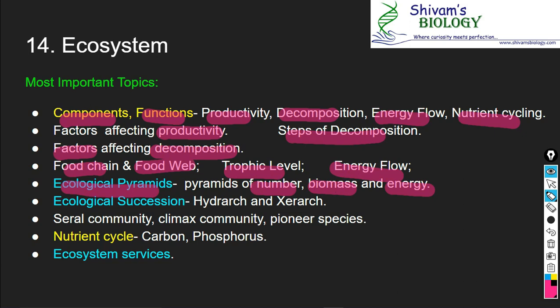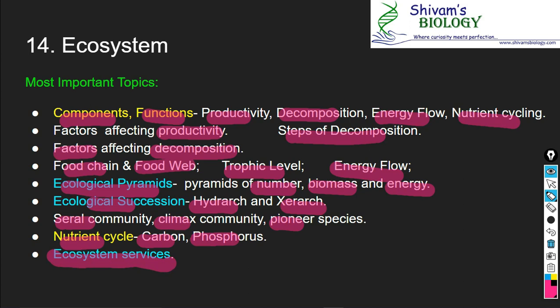Diagrams are also very important in this chapter. Ecological succession, hydrarch and xerarch, very important. Various terms like seral community, climax community, pioneer species, these are important for your board examinations. Nutrient cycle, carbon and phosphorus cycle, these are important. Ecosystem services are quite important for your board exam.